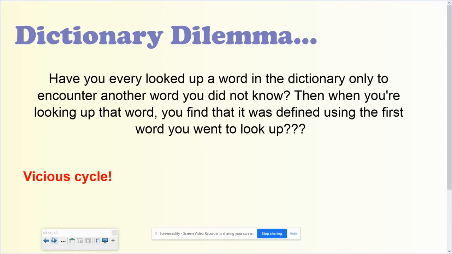Okay, so at first I want to start with this little dilemma, called a dictionary dilemma. So, have you ever looked up a word in the dictionary only to encounter another word you didn't know? So then when you go to look up that word, you find that it's defined using the first word that you even went to look up. Okay? So this causes you to have a vicious cycle. You're trying to define a word, you try to look it up, but it's using other words that you don't know. So then you're looking at more words.